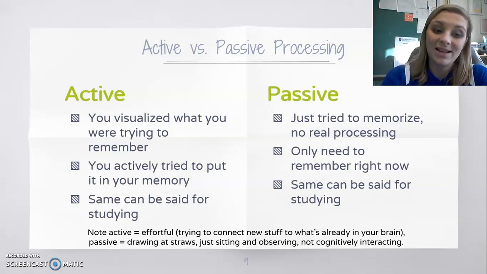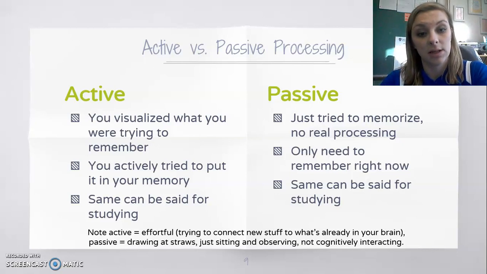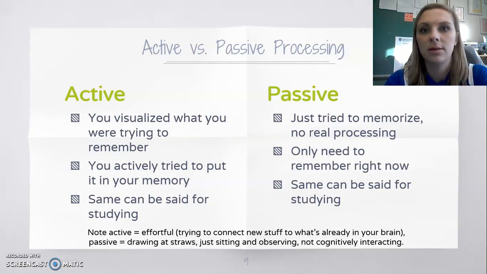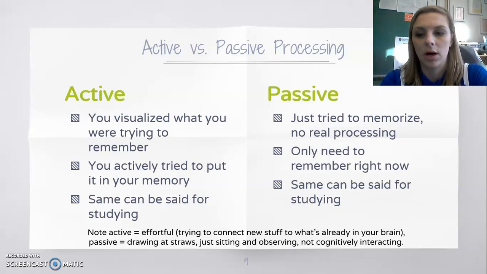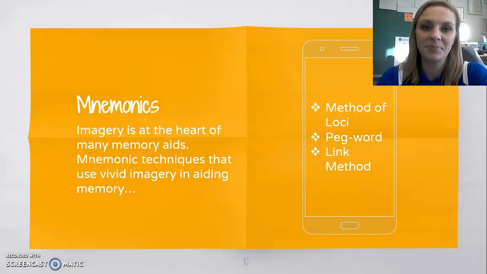So active equals effortful processing, trying to connect new stuff to what's already in your brain, using your previous experiences, and you're trying to make note of what is already there. Passive is just like sitting and observing or not really being there, right? So passive, that's going to be just kind of like you're waiting for it to just kind of get into your brain through osmosis or something.